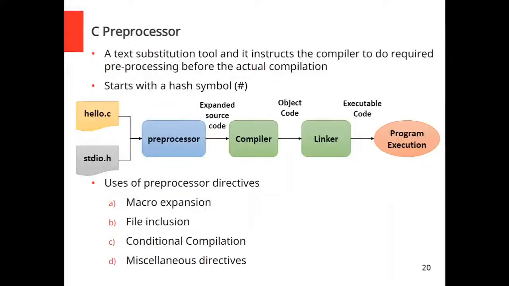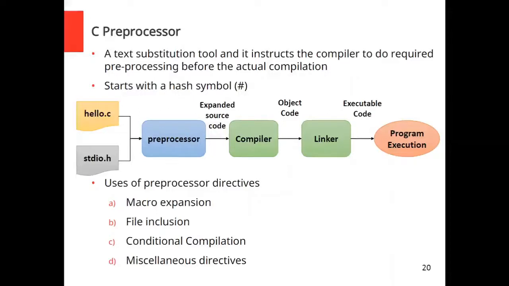Next topic is C preprocessor. The C preprocessor is a separate step in the compilation process. It is a text substitution tool and it instructs the compiler to do the required preprocessing before the actual compilation. So let's see how the flow works.